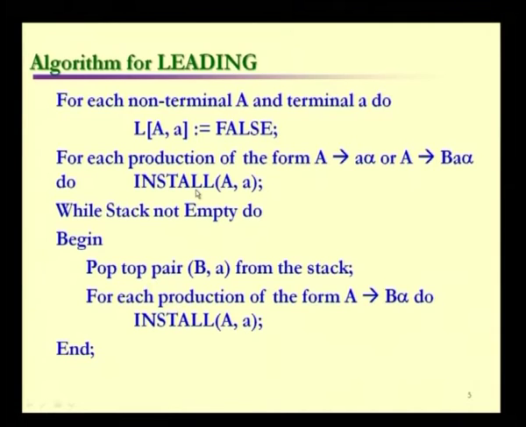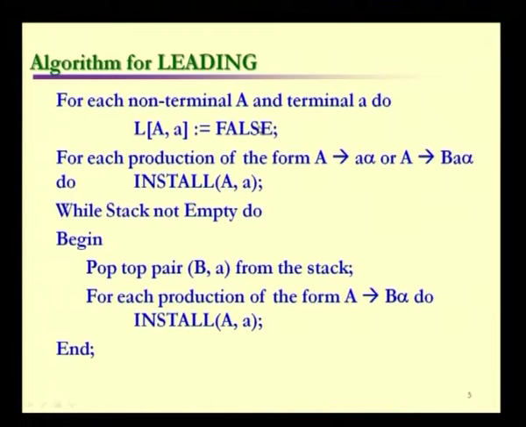Before that, let us see the algorithm for the leading set computation. The question is, for which non terminals do we need to compute the leading set? For each non terminal A, there are some terminals available in the grammar, and we are not sure which terminals will come under the leading set of that particular variable. So, we make everything false first of all. The meaning is that, in the beginning, there is no terminal available in the leading set of the variable A, that is why we make everything false.